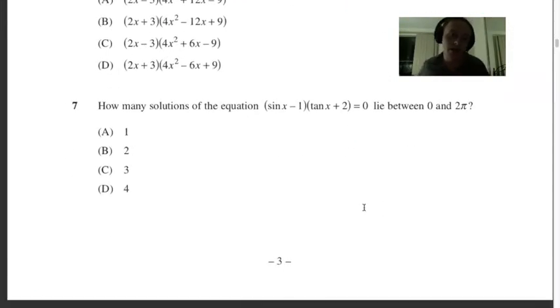Okay, question 7. How many solutions? Oh, I love questions like this. How many solutions of the equation sine x minus 1, 10x plus 2 equals 0 lie between 0 and 2 pi? Oh my goodness. This is a juicy question. We're going to have to talk about sine.